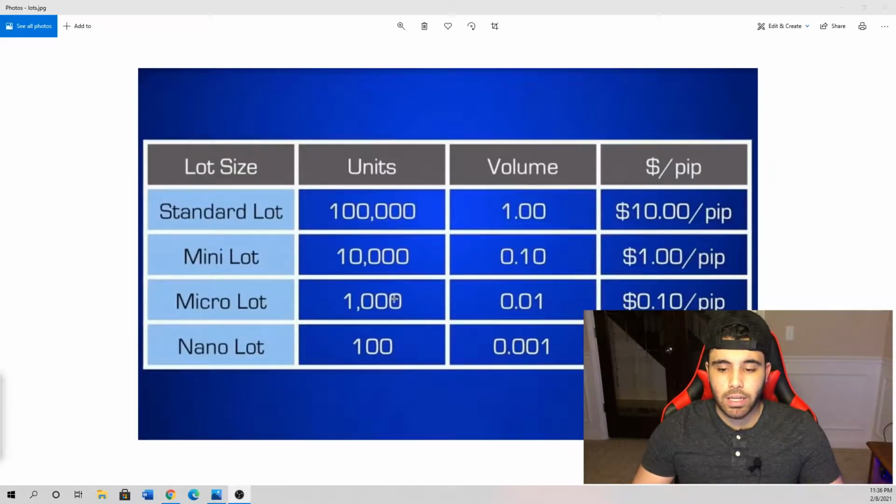The next up is a mini lot. This is a 0.1 position and you risk $1 per pip. So for every 10 pips, you're risking $10. So for the micro lot, for every 10 pips, you're risking $1. For the mini lot, when price moves 10 pips, you're risking or earning $10. For the standard lot, which is a 1.0, each pip is $10. So if price moves 10 pips, you either lost or earned $100. And you can even go to 10.00, which is $1,000 every 10 pips.